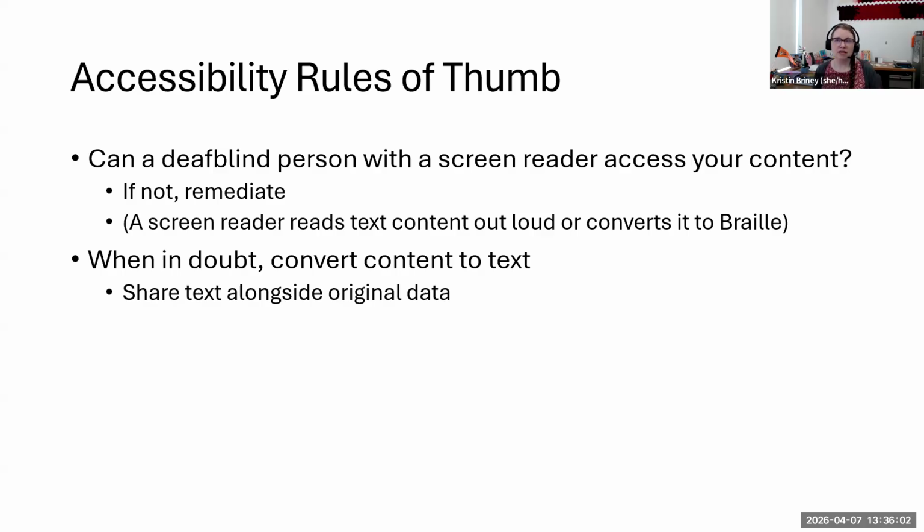What this means is if you have content that isn't text, you should have text that comes alongside it that can be read by a screen reader. Text is the default accessible option for a lot of files. So if it's available as text, it's fine. If it's not available as text, you also need to convert it to text and share it alongside the data. So that's a basic rule of thumb to get started.